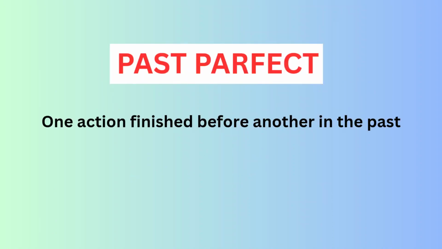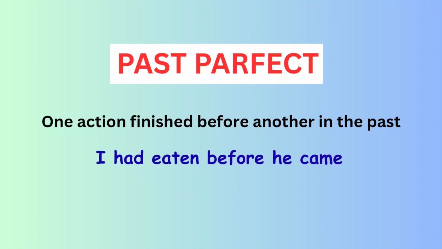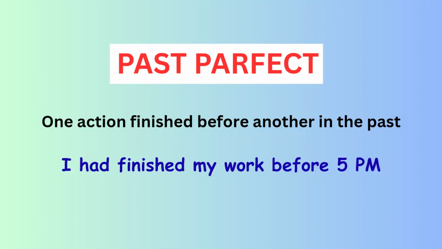Now let's learn about past perfect. This is used when one action was completed before another action in the past. For example, I had eaten before he came. I had finished my work before 5 o'clock.